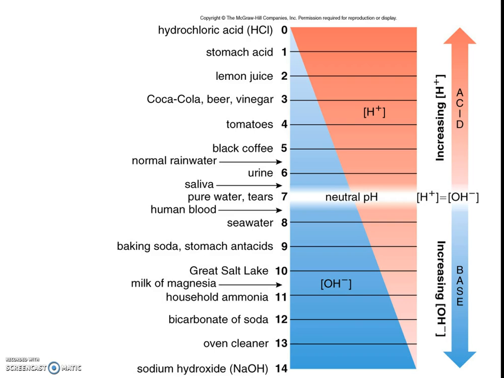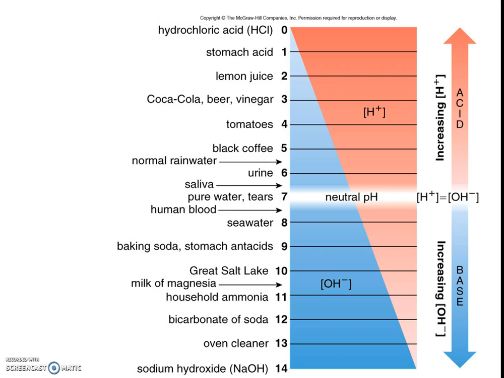Now, if we look at something very acidic, like lemon juice, it would be 10 times more acidic than Coke. It would be 100 times more acidic than tomatoes, and it would be 1,000 times more acidic than black coffee. On the other hand, if we look at our alkaline or base side of our graph, we see that everything above 7, moving towards 14, is increasingly alkaline or basic. So in the same way, this logarithm works the same way.